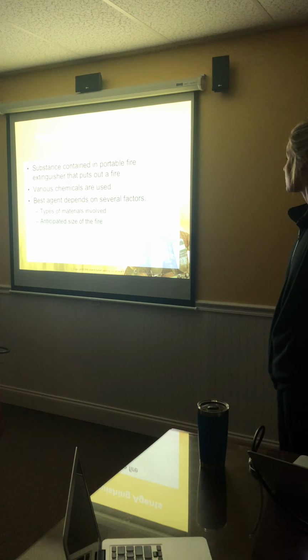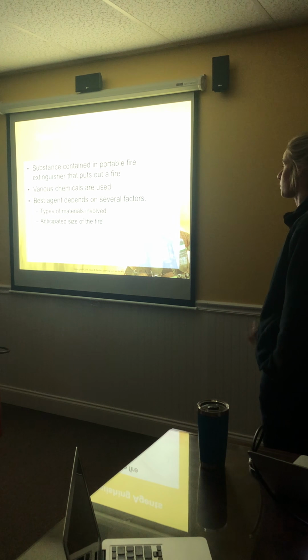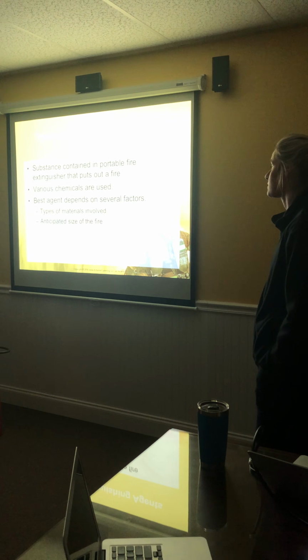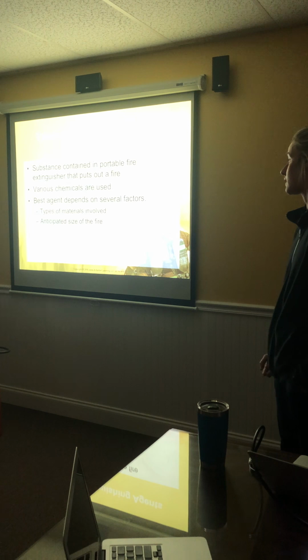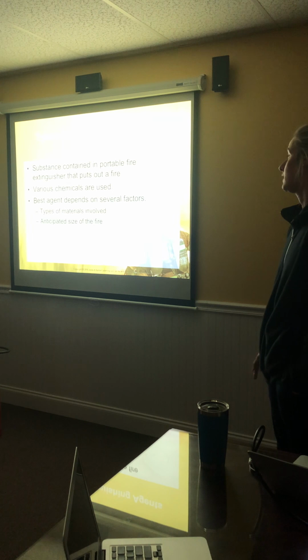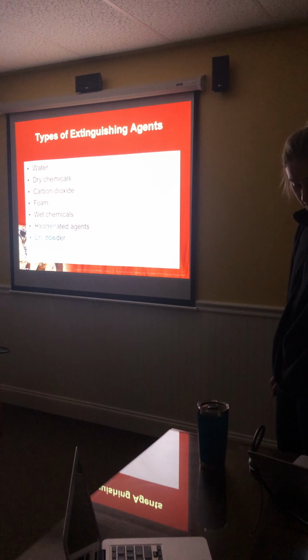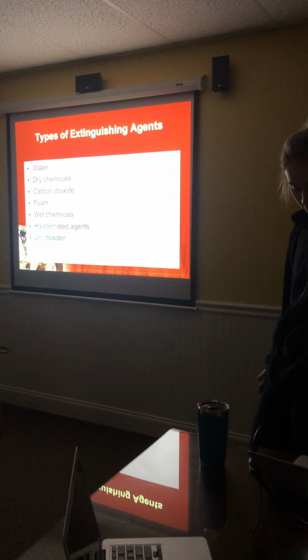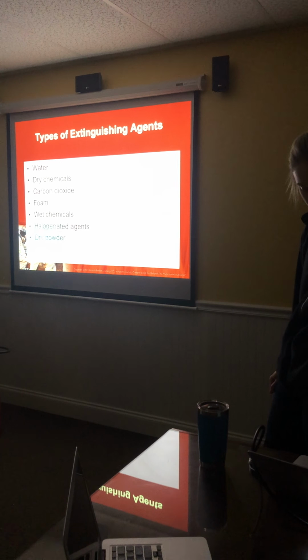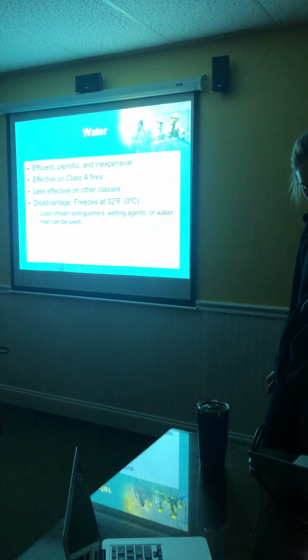The types of extinguishing agents. The substance contained in a portable fire extinguisher that puts out a fire. Various chemicals are used, and the best agent depends on several factors: the type of material involved and, like I said earlier, the anticipated size of the fire. Different types: we have water, dry chemical, carbon dioxide, foam, wet chemicals, halogenated agents, and dry powder.